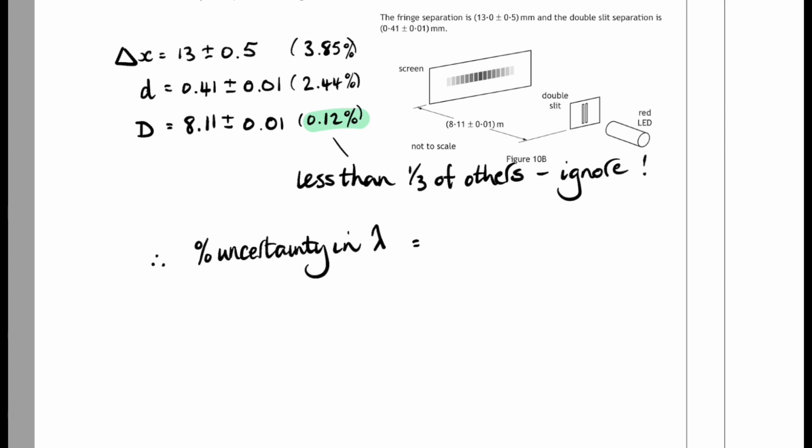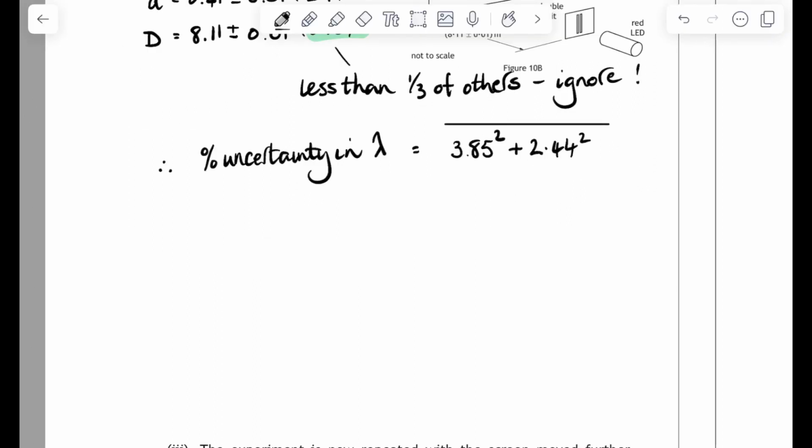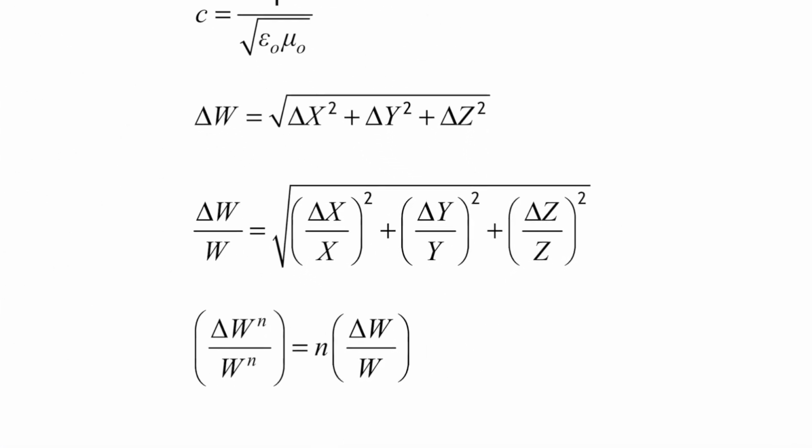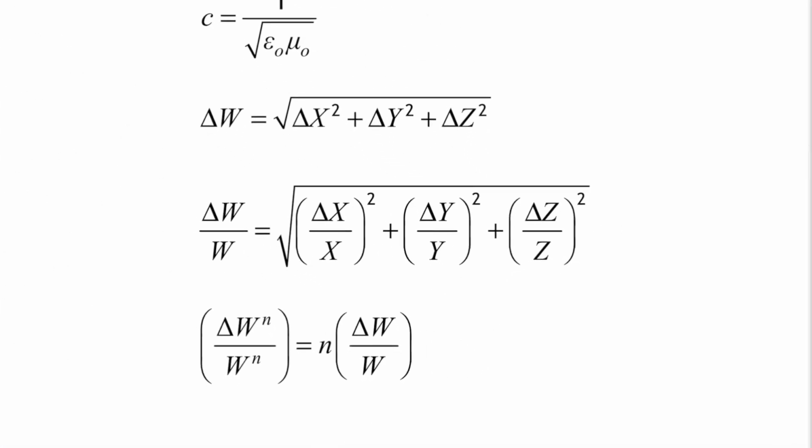And the way that you do that, certainly at advanced higher physics level, is sometimes referred to as the Pythagorean method. In other words, you square them, you add them, and then you square root your answer. So it'll be 3.85% squared plus 2.44% squared, and then square root your answer to get the percentage uncertainty in lambda.